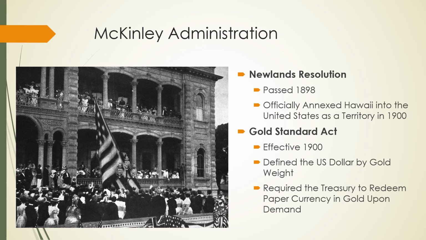McKinley also signs the Gold Standard Act. So this is something we talked about a lot in previous videos, the gold standard. So by signing the Gold Standard Act, it defined the US dollar by gold weight and required the Treasury to redeem paper currency in gold upon demand. So it's pretty significant. You could exchange US dollars for gold, which meant there wouldn't be a lot of money in circulation because every dollar bill out there had to be accounted for by gold.